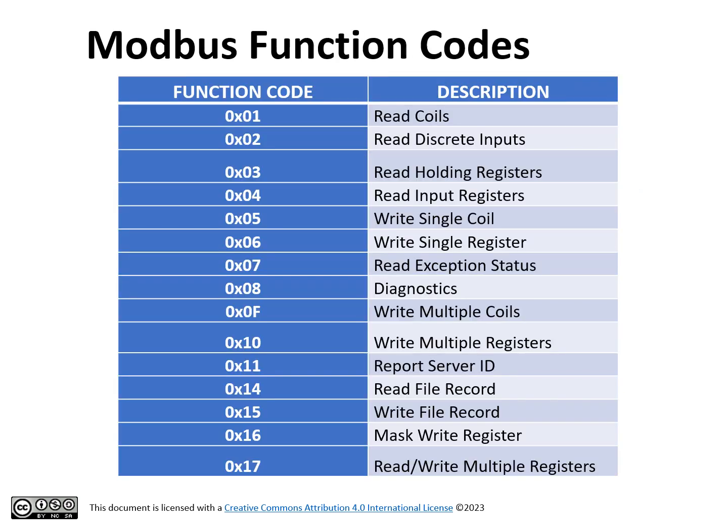The Modbus protocol specifies the protocol data unit, PDU, which is comprised of the function code and the data field, and is independent of the underlying communication layers. A summary of the most important function codes is shown in the table.